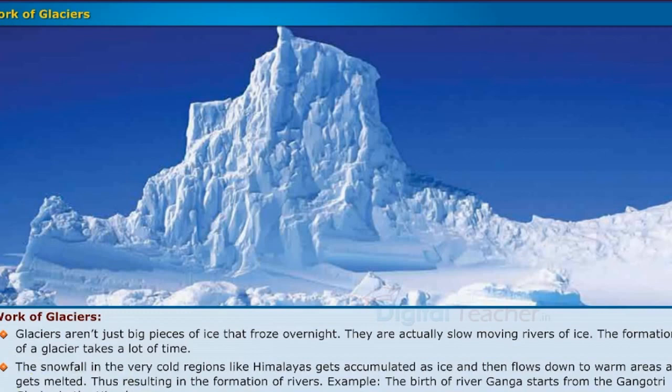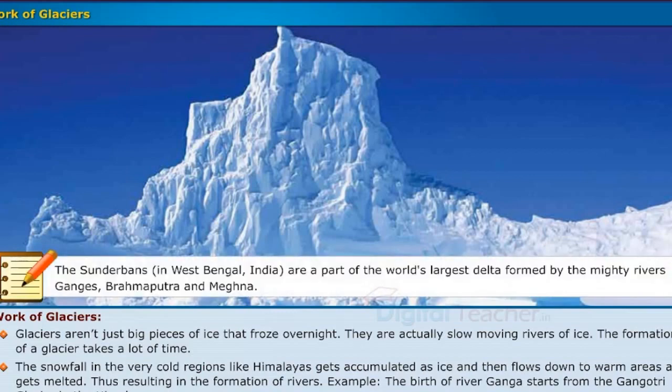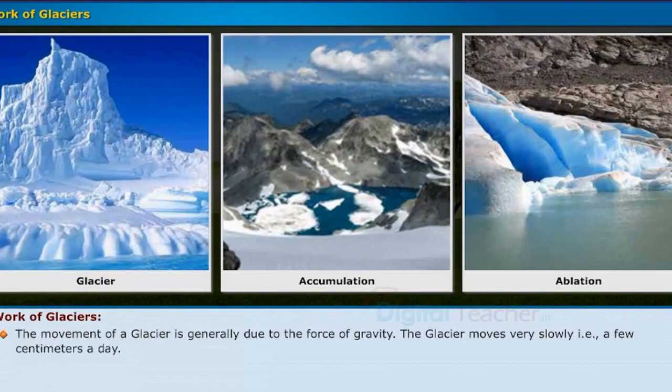Example, the birth of river Ganga starts from the Gangotri Glacier in the Himalayas. Note, the Sundarbans in West Bengal, India are a part of the world's largest delta formed by the mighty rivers Ganges, Brahmaputra and Meghna. The movement of a glacier is generally due to the force of gravity. The glacier moves very slowly, that is, a few centimeters a day.